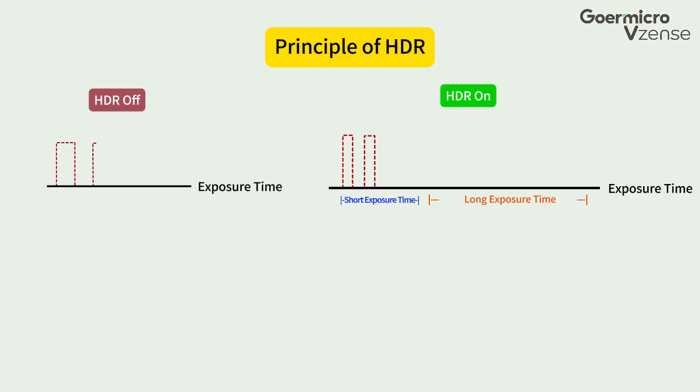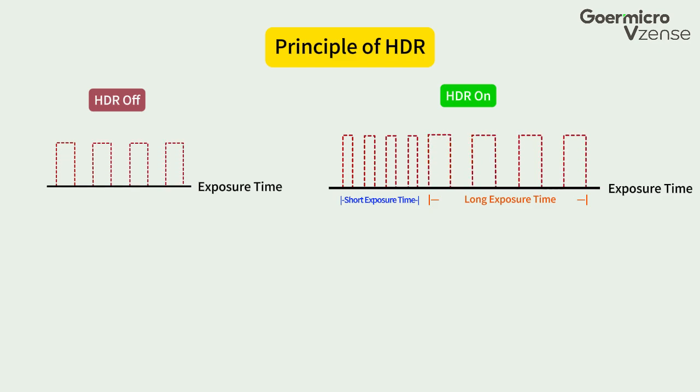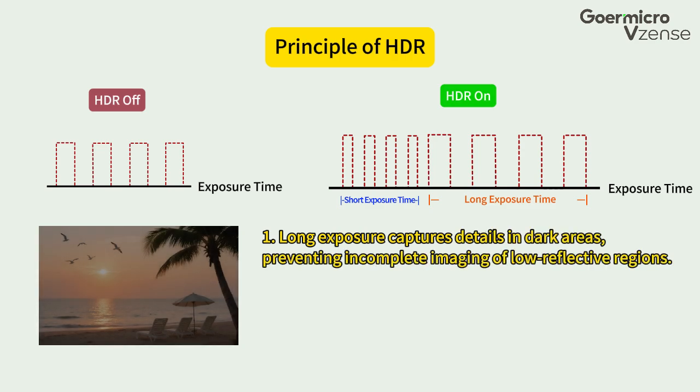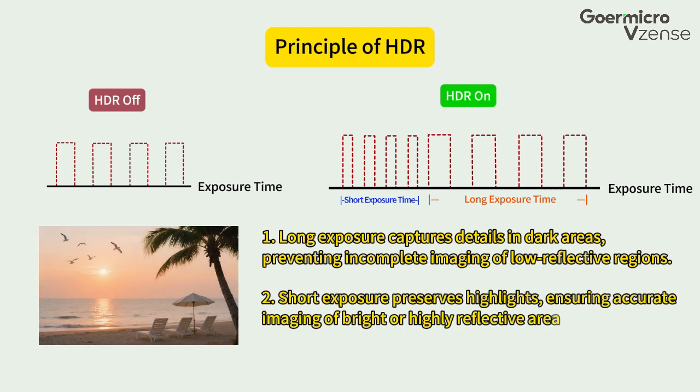The principle of HDR can be summarized in 2 points. Firstly, long exposure captures details in dark areas, preventing incomplete imaging of low reflective regions. Secondly, short exposure preserves highlights, ensuring accurate imaging of bright or highly reflective areas.